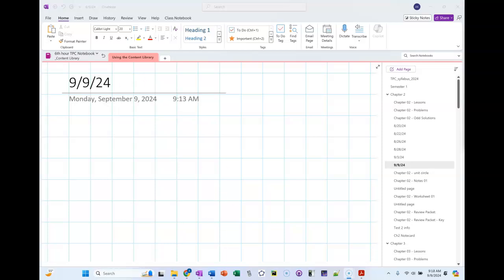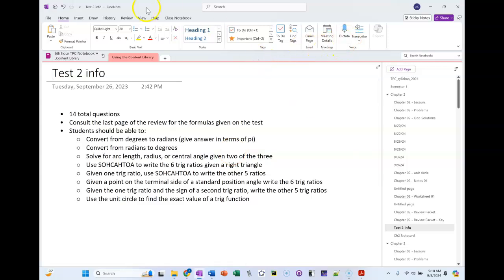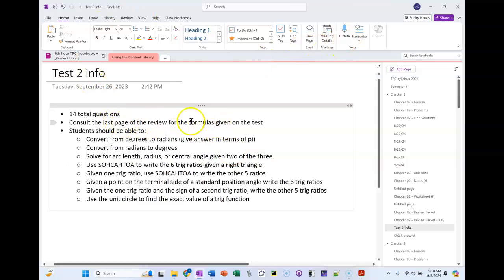Okie dokie. So test format is here in the content library. We have 14 total questions. I suggest to you that if you look at the last page on your review, those will be the same formulas that I will give you on the test. But you should be able to convert from radians to degrees or degrees from radians. You should be able to solve for arc length, radius, or central angle, given 2 of the 3.